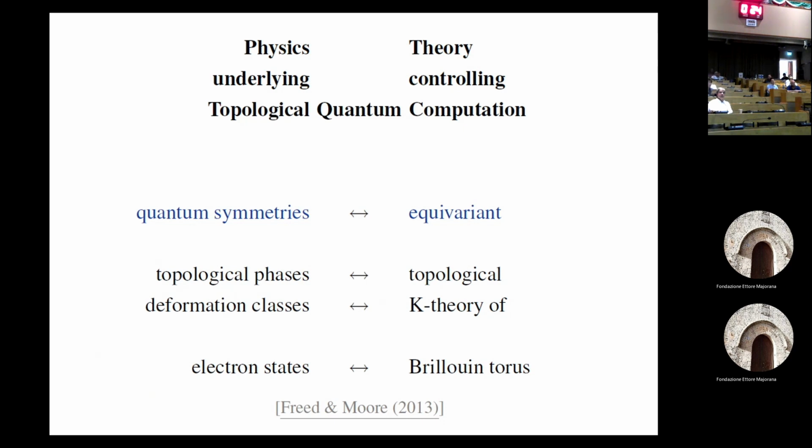And the mathematical reflection of that on the side of K theory is that we somehow have to move from just plain topological K theory to what's called equivariant K theory.